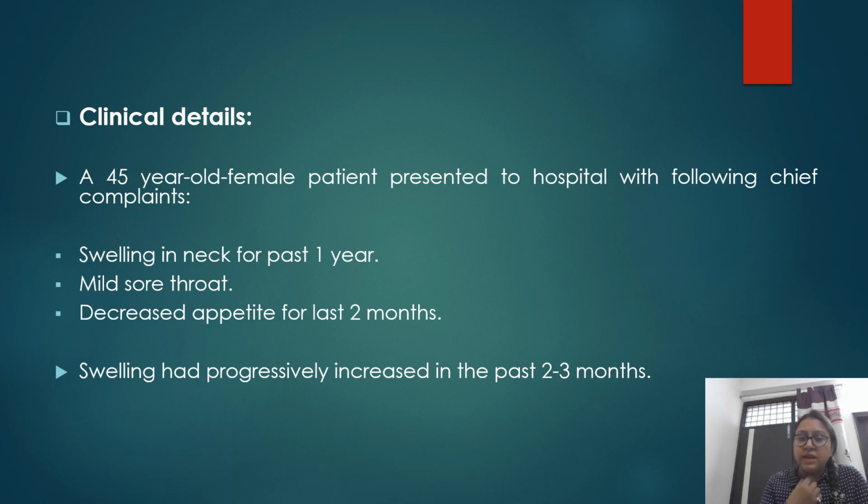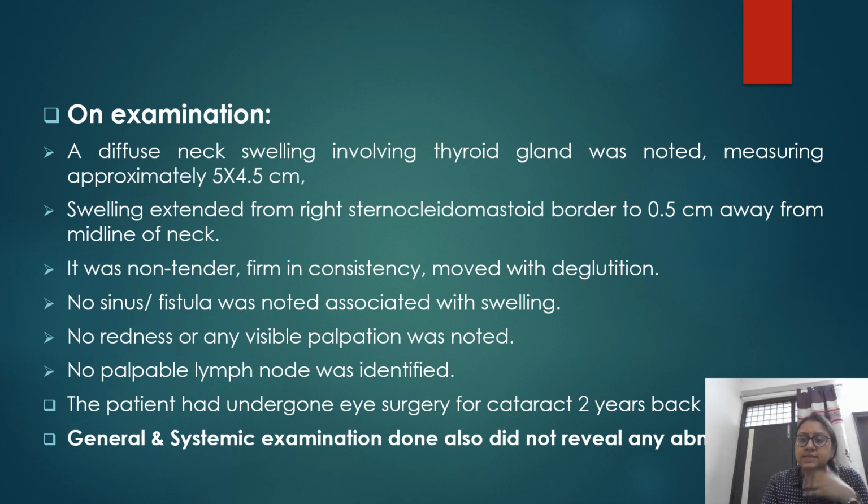So she had swelling in the neck for the past 1 year. She had mild sore throat and decreased appetite for the last 2 months. These are the clinical complaints for which she came to hospital. She also told us that the swelling had progressively increased in size in the past 2 to 3 months. On examination, we noted a diffuse swelling present in the neck involving the thyroid gland, which measured approximately 5 by 4.5 centimeters.